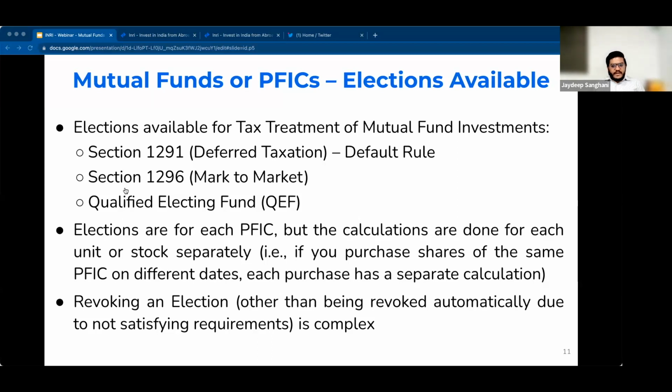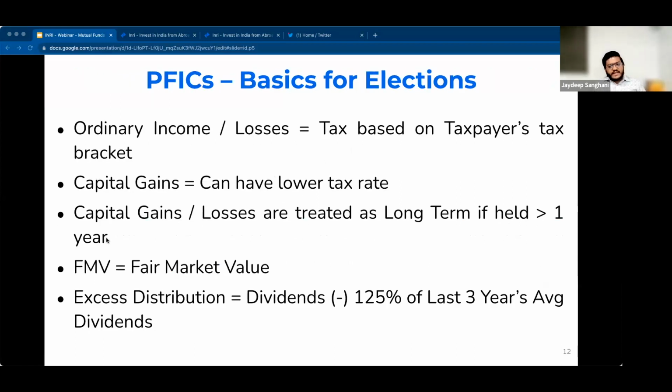For the next slide, before we go into the calculations, let's take a look at certain basic items that you need to understand. For ordinary income and losses, just keep in mind that ordinary income and losses are always taxed at the taxpayer's tax bracket. So in the US, you have tax brackets for individuals. If there is an ordinary income or loss, it will always be at the tax bracket.